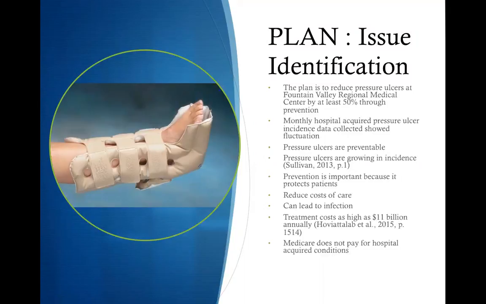Pressure prevention is important because it protects patients. Also, it reduces cost of care, and pressure ulcers can also lead to infection. And treatment costs are as high as 11 billion annually. So it's very important to prevent pressure ulcers. It raises the costs for the hospital, as well as Medicare does not pay for hospital-acquired conditions.